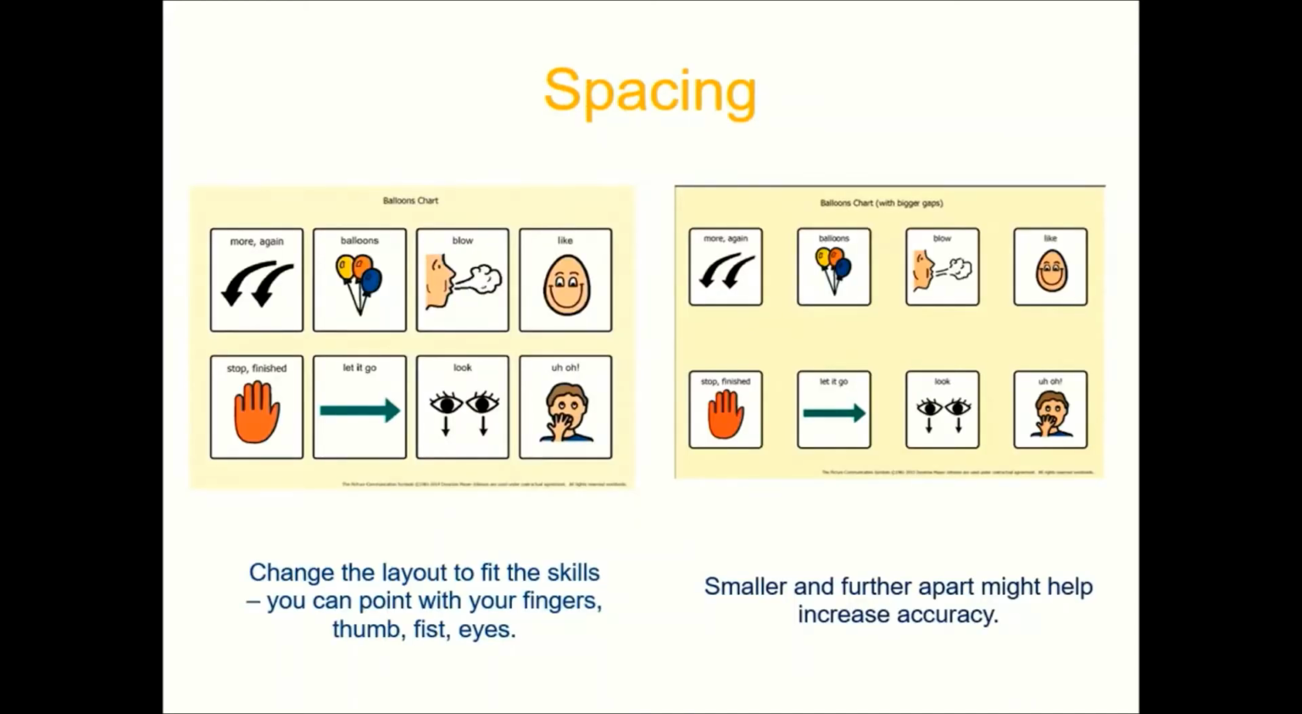The first thing you can think about is just changing the layout and the spacing on your page. So on the left here, we've got these 8 symbols that are quite close together. If someone doesn't have the fine motor skills to be able to isolate and accurately select those symbols, you can add more space in between them and it gives more room for error. So it spaces them out nicely, and that might just be enough to help someone to point to a symbol more accurately, just giving a bit more space between the symbols on the right there.